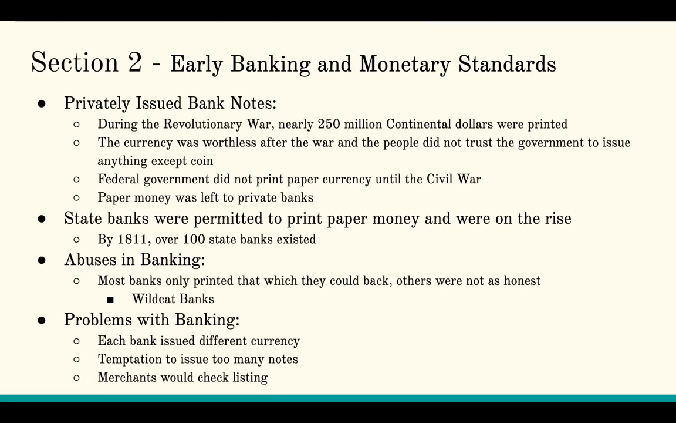Because of the clauses that were included in the Constitution, the federal government did not print paper currency until the Civil War. Instead, the paper money supply was left for private banks to produce. So, state banks were permitted to print paper money, and as a result, they were on the rise. By about 1811, the country had about 100 state banks, which were banks that received their charter to operate from a state government. State banks issued their own currency by printing their notes at local printing shops, typically.